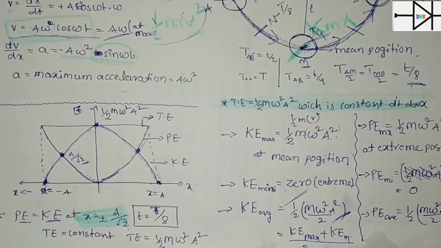Okay, here potential energy and kinetic energy are both equal at that displacement, which is amplitude equal to plus or minus a by root 2, at time period T by 8. Total energy is always constant, equal to half m omega square a square.